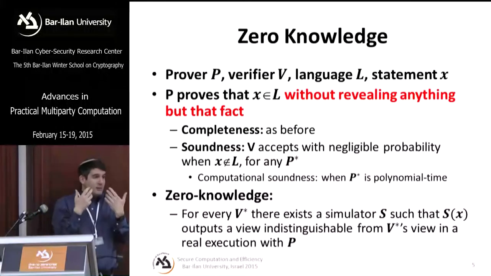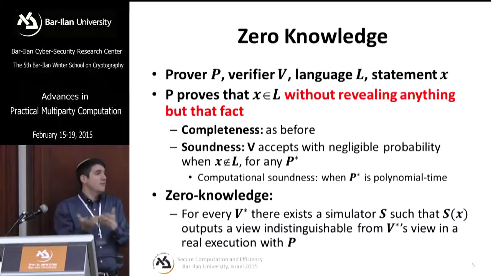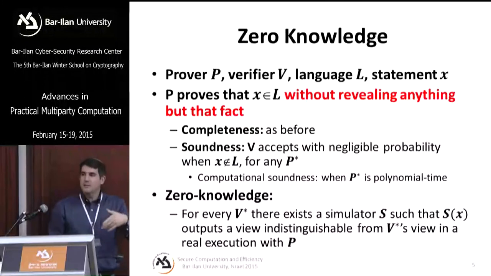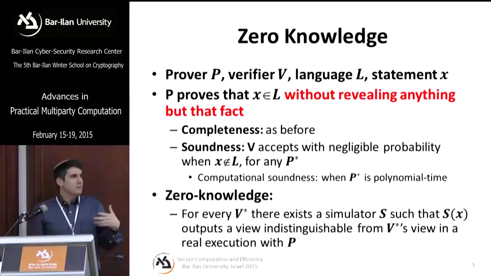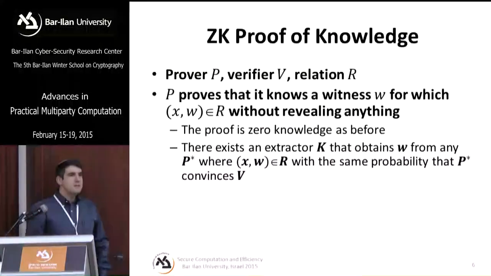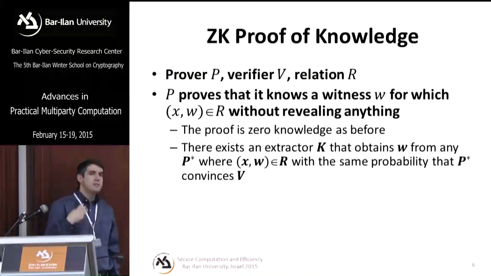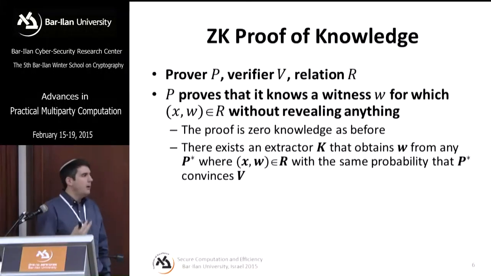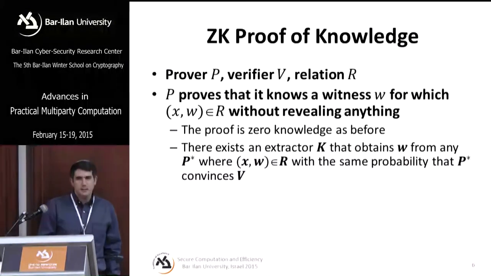But on the other hand, the verifier is fully convinced that the cards are a different color because every single time I'm able to guess correctly. So this is the idea behind zero knowledge. There's also something called the zero knowledge proof of knowledge, which is significantly more complex, but I don't want to go into the full formalization of it.